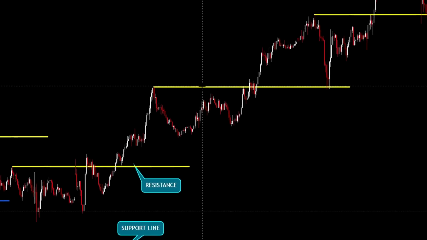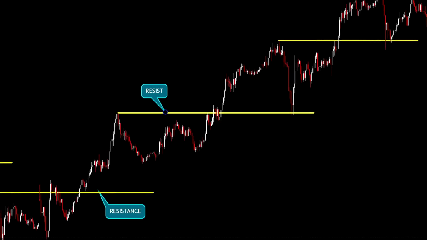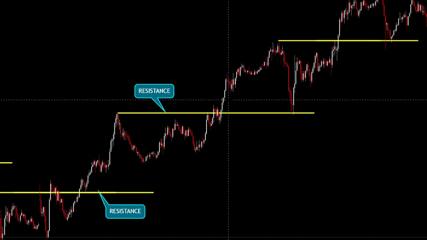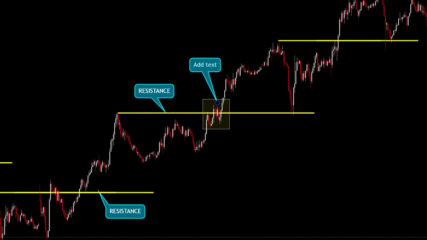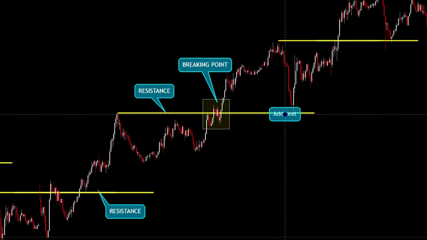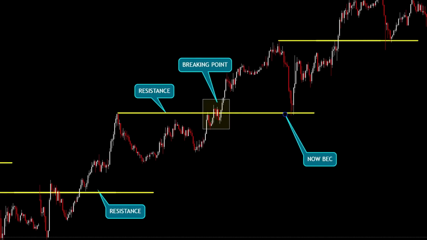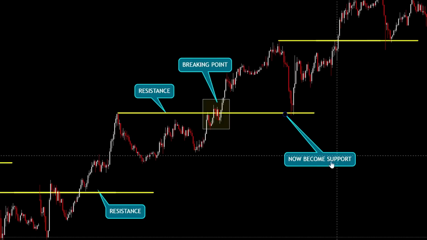Here's the cool part. When the price breaks above a resistance level, the resistance can then become support. And when the price breaks below a support level, the support can then become resistance. It's like the market is flipping the script. It's doing a little dance, changing its mind.